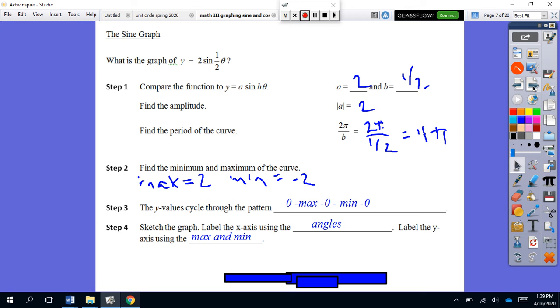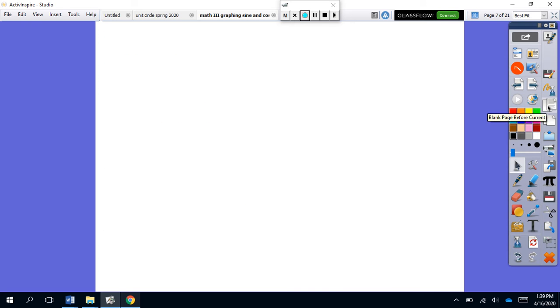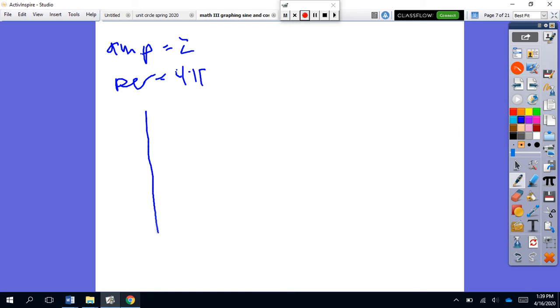Now let's set up our table for this function. I'm going to add a new page. y equals 2 sine 1/2 theta. The amplitude was 2. The period was 4 pi. And max is 2 and min is negative 2. So my x's, we'll come back to that. In the y's I'm doing 0, and the max would be 2. If it were a negative function, that means if a is negative, you would go to negative 2 first, and then 0. The min is negative 2, and then back to 0.